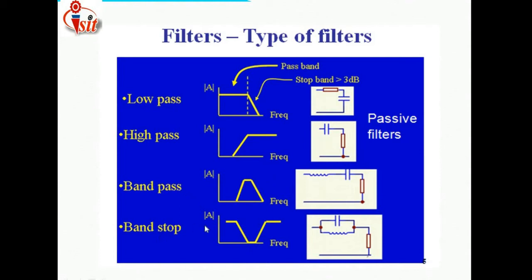Then the band stop filter. That band stop filter is designed by using the capacitor and the inductor connected one by one in parallel, and the resistor is connected again in parallel with that circuit. Thus we are designing that band stop filter. Thus we have designed all the kinds of filters by arranging the components one by one.